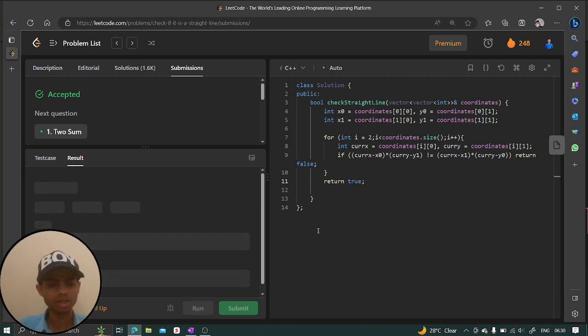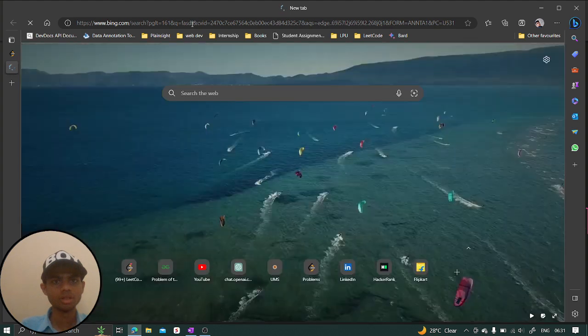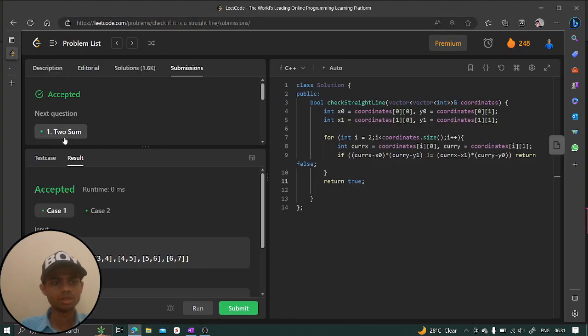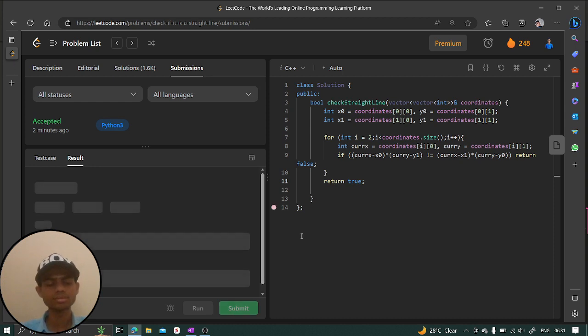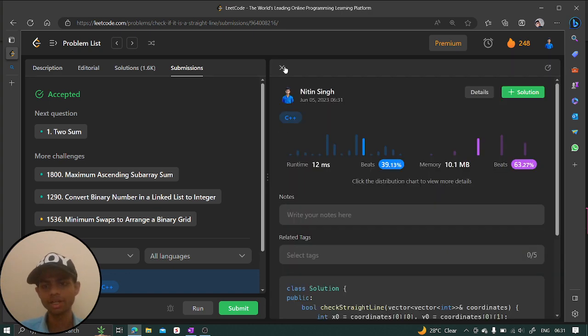I hope it should work, and we should not get any error. I don't think so, something has happened, guys. Let me check whether my internet is working fine or not. You can see both test cases pass. So let's try to submit this code, and I hope it gets submitted. You can see, guys, it got successfully submitted.